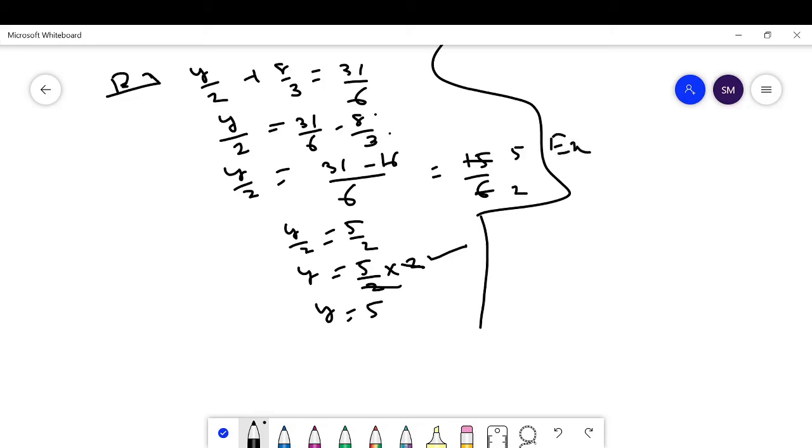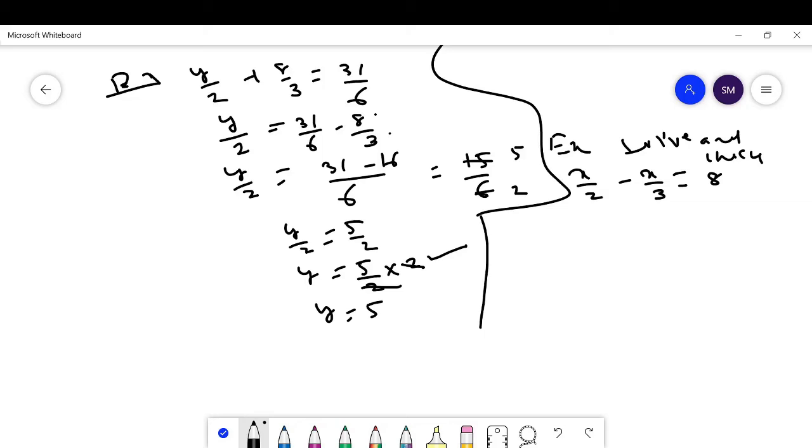Then another question. I have already told you, please practice a variety of questions. Then it will be easier for you to answer any questions which will be asked in your exam paper. Here the question says solve and check. How can you check? At first find out the value of x, then put it in the LHS and you must get the RHS. LHS is equal to RHS.